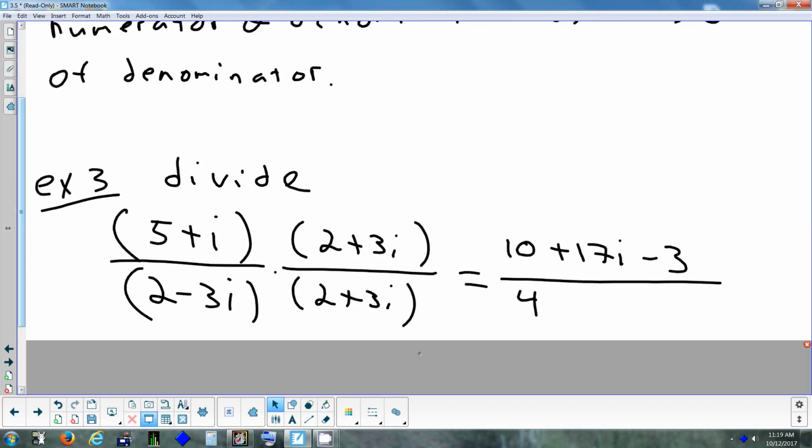Yep, 6i. And what's 2 times negative 3i? Negative 6i. So when you combine those, what happens? They cancel, 0i. Yeah, they cancel out. So anytime you're multiplying conjugates, you never have to worry about the outer and the inner because they're always going to cancel. The only products you really need to do are the first and the last.